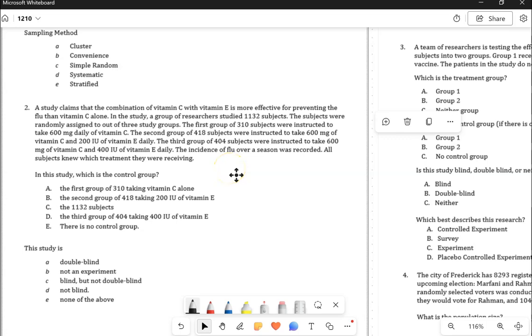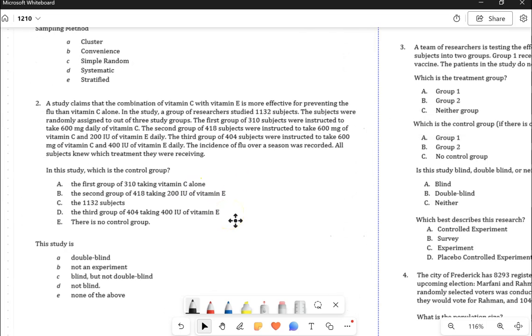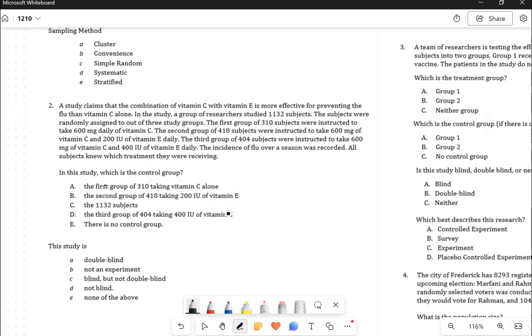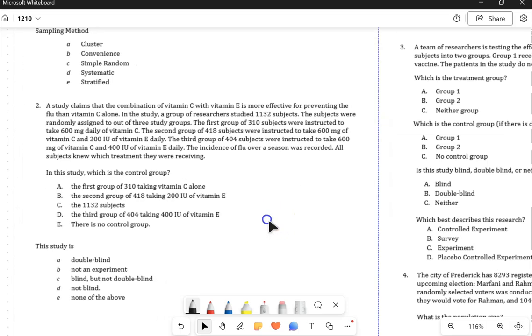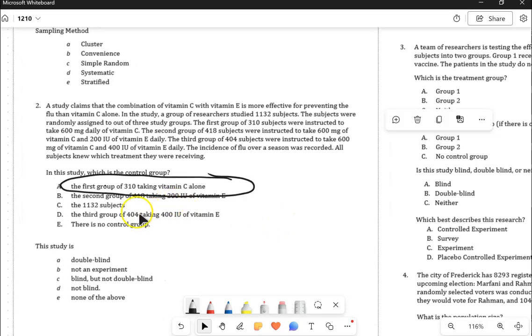So there are 3 groups. There's C with E, and C with more E. The C with E and C with more E are the treatment groups, because we're studying if the vitamin E helps in addition to vitamin C. And then the control group is just the vitamin C. The control group is just vitamin C alone, and there are 2 separate treatment groups.